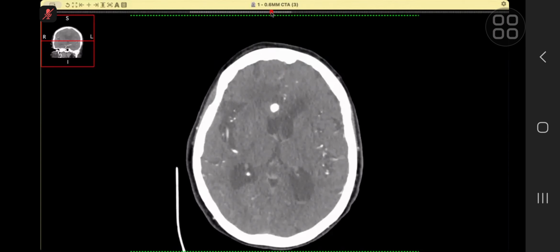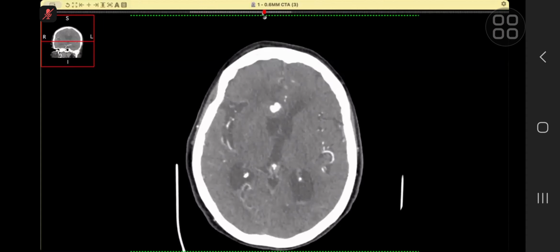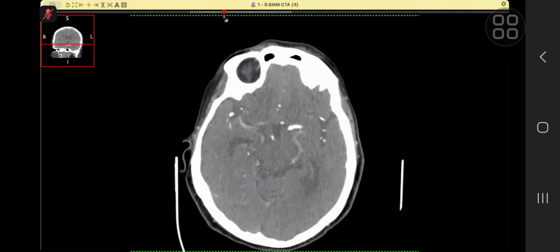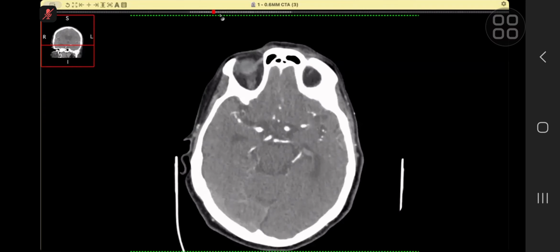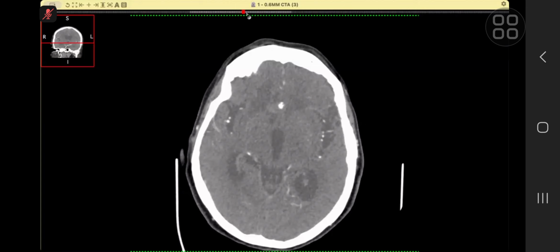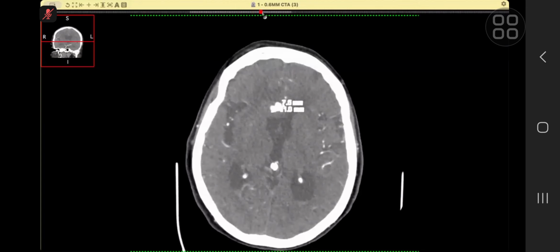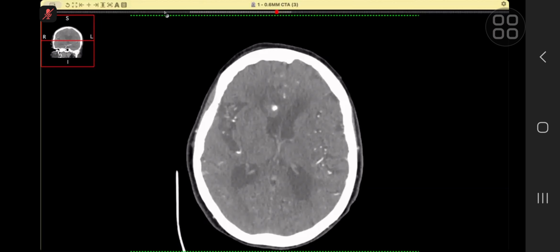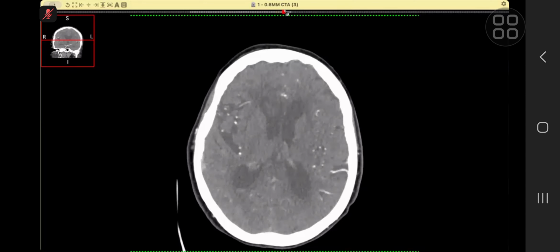So there is evidence of an aneurysm seen involving the right anterior cerebral artery. It appears to have ruptured. Which segment of the artery is this, sir? Pericallosal segment of the right ACA. Okay, thank you.